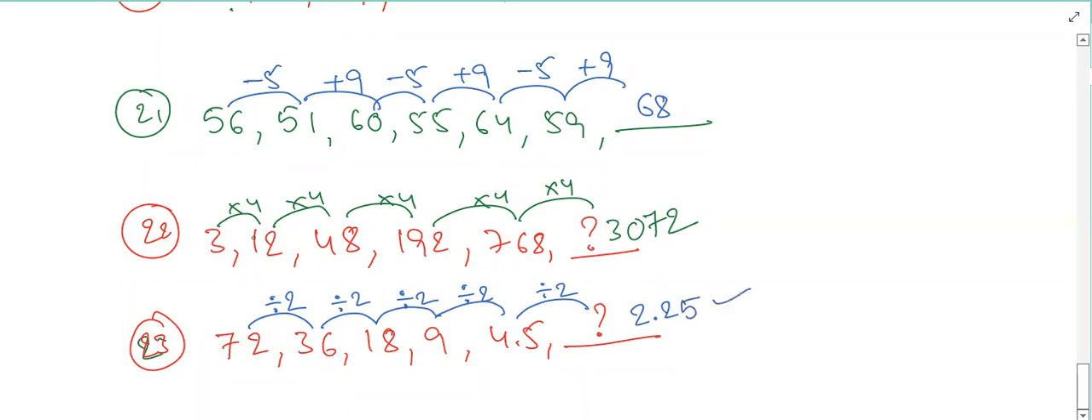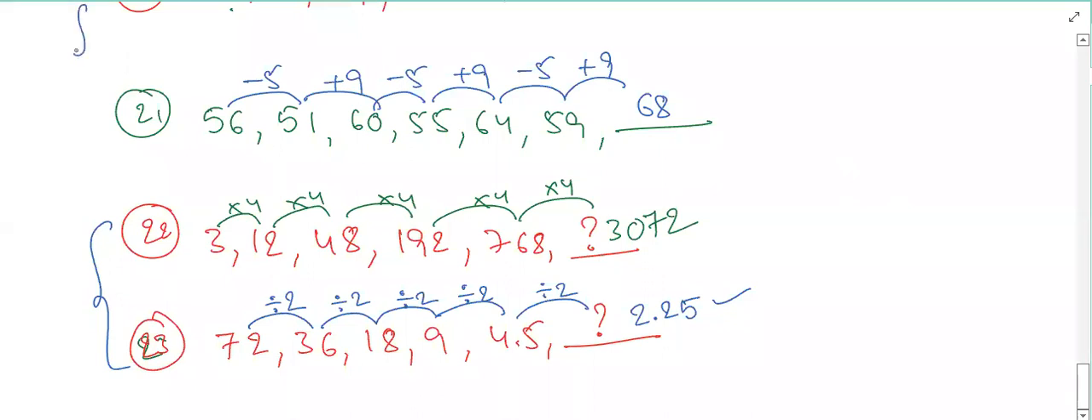That's the answer, 2.25. And observe these two questions. Whether you multiply continuously or divide continuously, in both cases we call them multiples. So 12 is a multiple of 3, 48 is a multiple of 12, 192 is a multiple of 48. In the same way, 72 is a multiple of 36, 36 is a multiple of 18, 18 is a multiple of 9. So these two questions come under the multiples category.